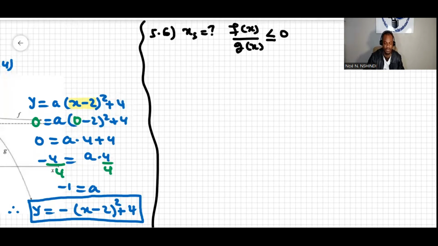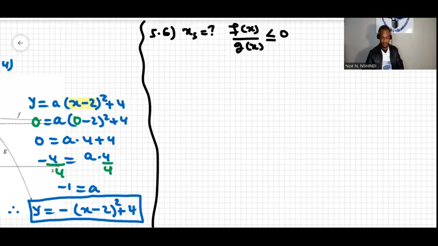Now, we do know that f of x is what is the parabola that we had. This was 2 over x. What was the parabola again? X. Let's see.